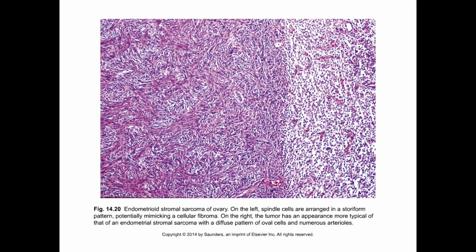Here's an example. You can see the delicate vasculature here on the right of the endometrial stromal sarcoma. Here a more fibromatous component, less typical of endometrial stromal sarcoma, but may be an area of involvement still.